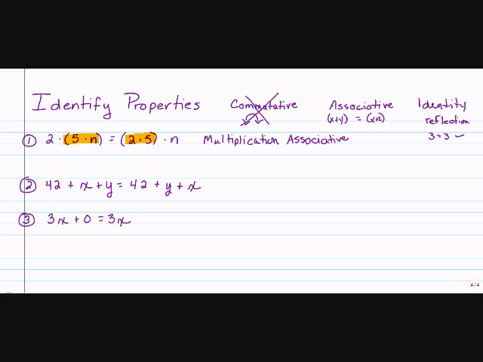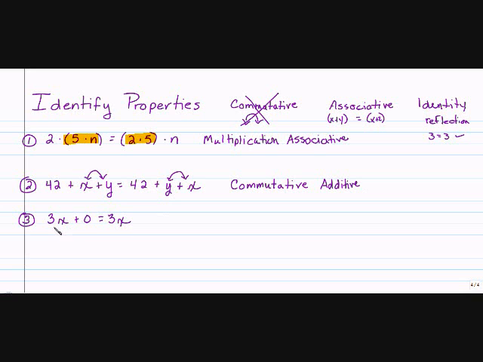Let's check out the next one. First thing I'm going to do is make sure I have them in order. 42xy, 42yx. Wait a second here. These are switched. And when the same numbers or variables are switched, we're looking at the commutative property. And once again, they're adding, so it's the additive commutative property.